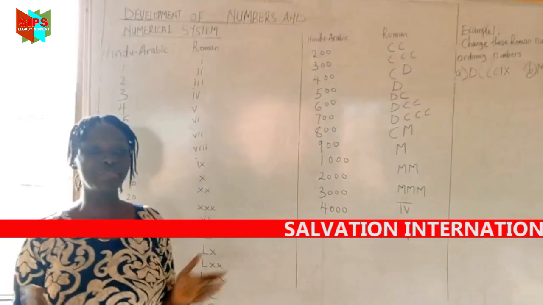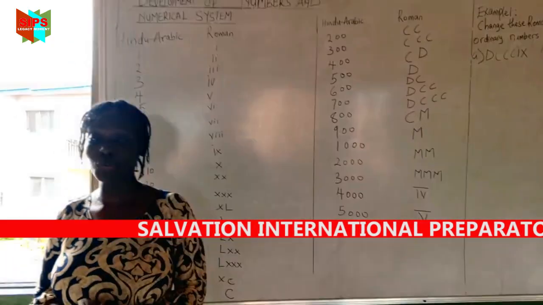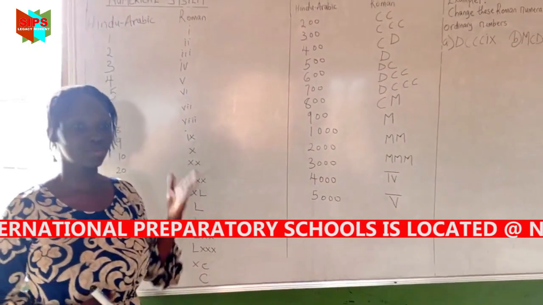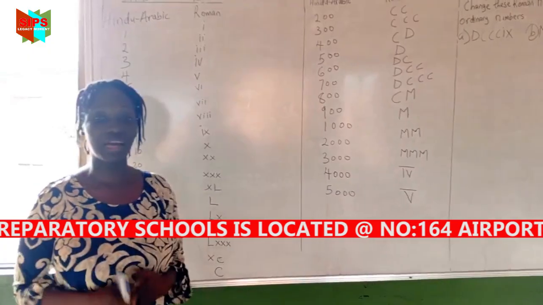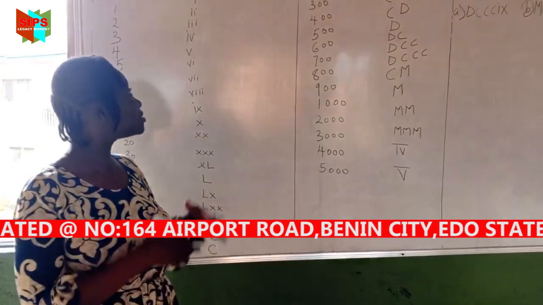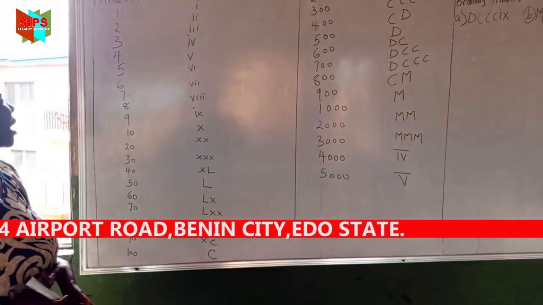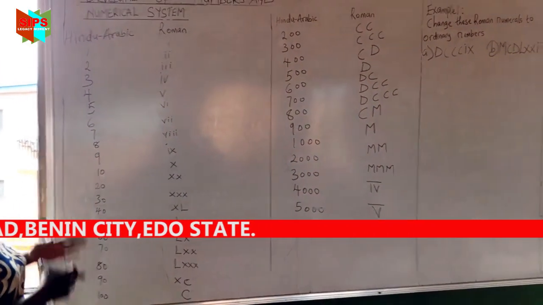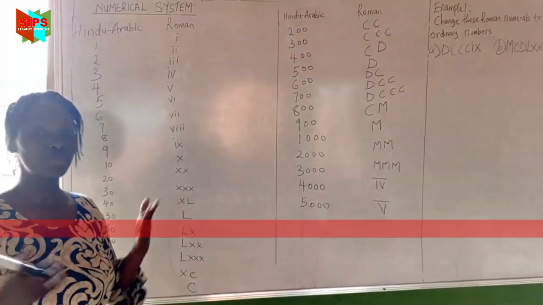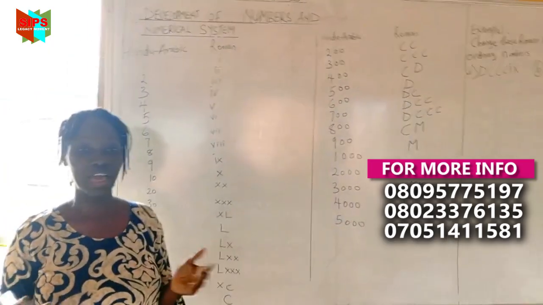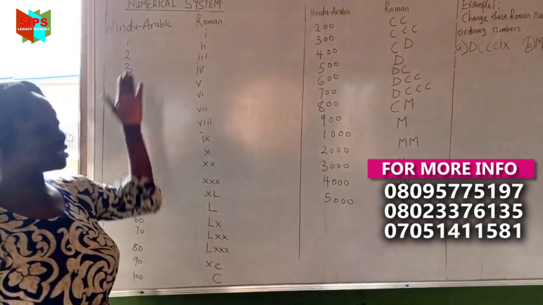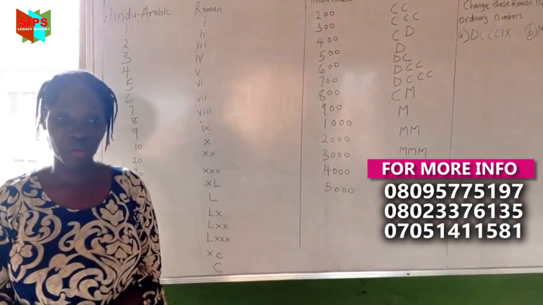Our topic is development of numbers and numerical systems. I want to believe that this is not a strange or new topic to you. Right from your primary school, you've been learning about numbers and carrying out mathematical operations. Today we are taking it further by considering Indo-Arabic, that is our ordinary numbers, like 1, 2, 3, 4, 5, 6, 7, and so on, in comparison with Roman numerals.